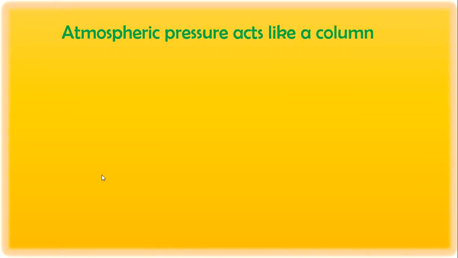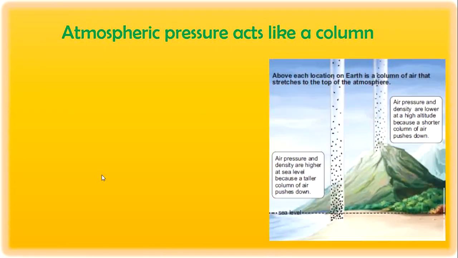Next topic, atmospheric pressure acts like a column. How does it act like a column? See this diagram. This diagram shows the sea level. Air pressure and density are higher at sea level because a taller column of air pushes down. And here, this diagram shows the mountain. Air pressure and density are lower at a high altitude because a shorter column of air pushes down.